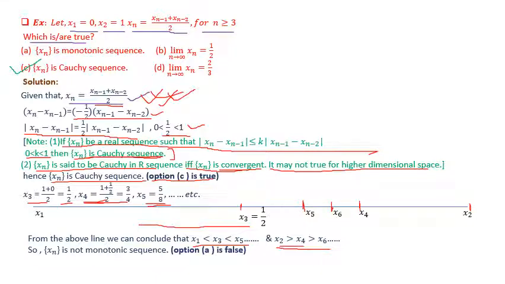That is, from this line you just see that x1 is less than x3, but x2 is greater than x3, right? So from this we can conclude that this sequence is neither monotonically increasing nor monotonically decreasing. Therefore this sequence will not be a monotonic sequence, right? Since x1 is less than x3 and x2 is greater than x3, this sequence will not be monotonic.